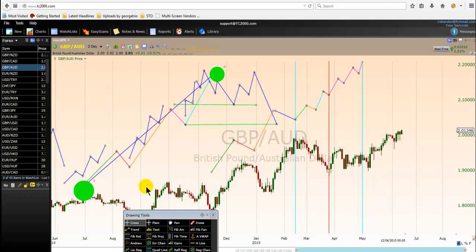all right? Now, the normal definition of what is an extension is a wave that is divided into 5 sub-waves. A motive wave that is subdivided into 5 minor waves is what we call an Elliott wave extension.